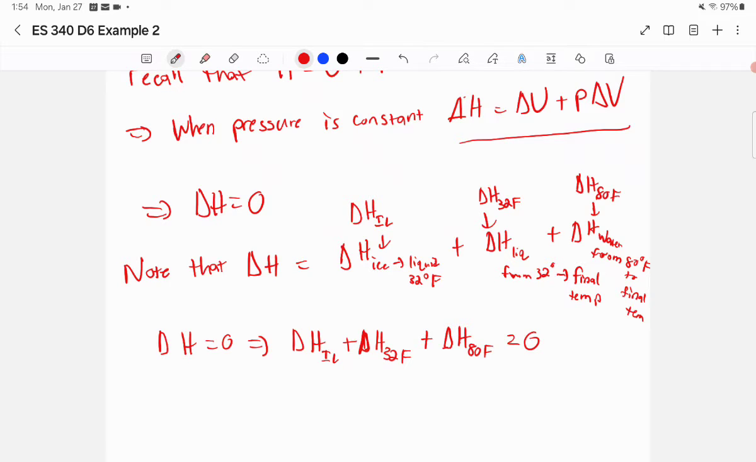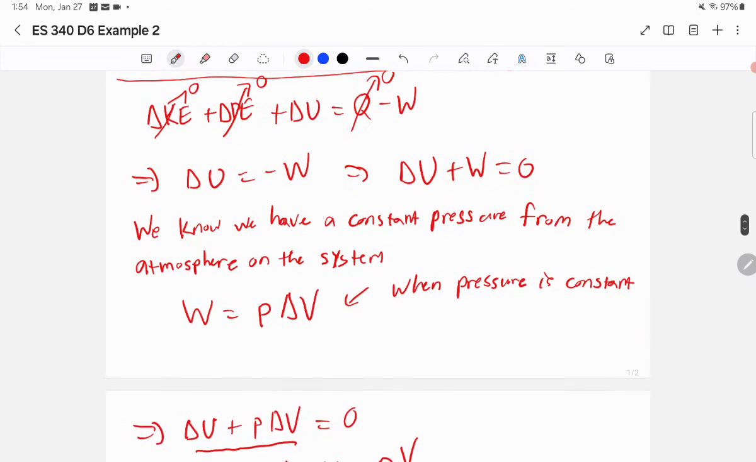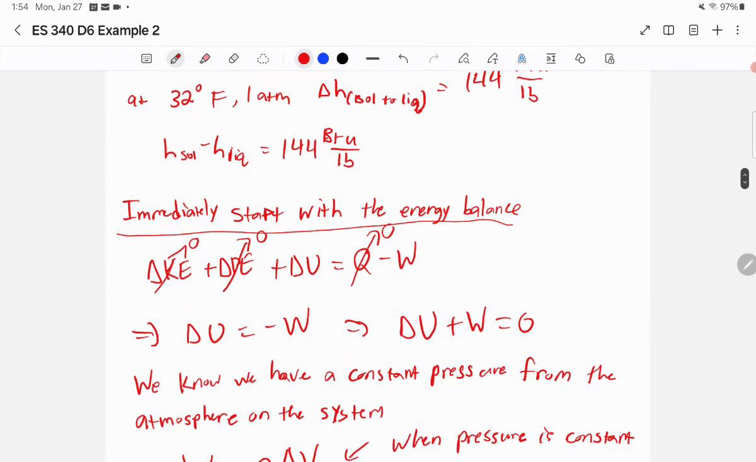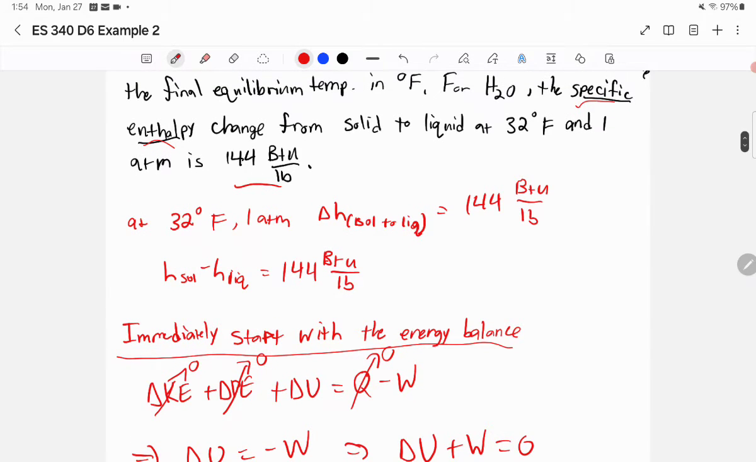Now, what do we know? Well, we know that the change here, delta H_IL, was given to us in a way because it gives us the specific enthalpy change. This is what I was calling IL.